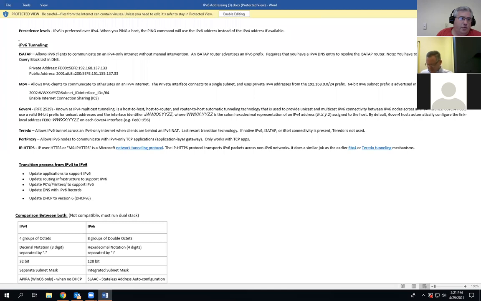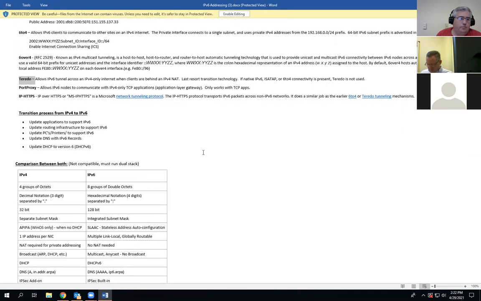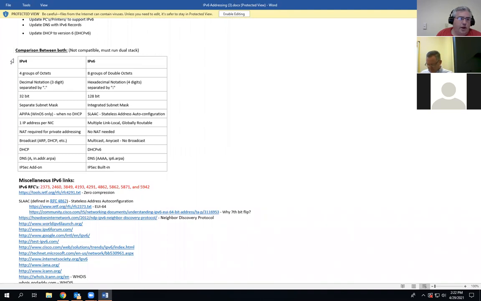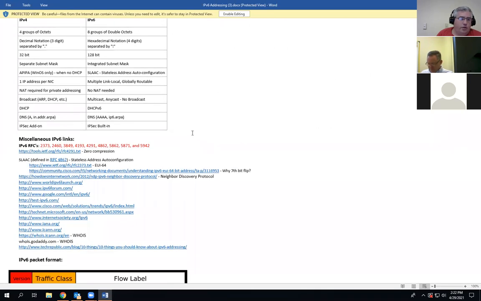And then there's different IPv6 tunneling, which Mark already talked about just a few minutes ago in answer to a question, where we had 6to4 or Teredo. All of these are different methods or approaches to translating or tunneling IPv6 over an IPv4 network. And then this is a comparison between IPv4 and IPv6, just to give you an idea what the differences are.